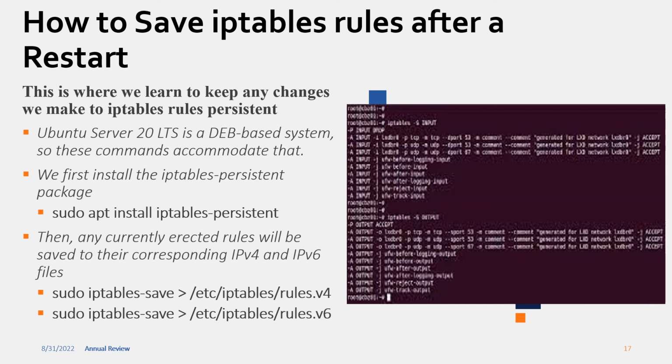I would recommend researching for those particular distributions. So first we would have to install the IP tables persistent package. That's what the sudo command is for. And any rules that we install there, in which we're guided by the server notes, these two commands enable us to save them to their corresponding IPv4 and IPv6 files because we do not yet know which protocol is preferred. So accommodating for either situation is the best way to go.